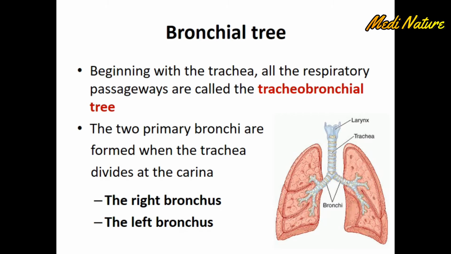Then the trachea divides into two primary bronchi at the point of the carina. Then it forms the right bronchus and the left bronchus. Beginning with the trachea, all the respiratory passages that belong to the lower respiratory tract are called the tracheobronchial tree.